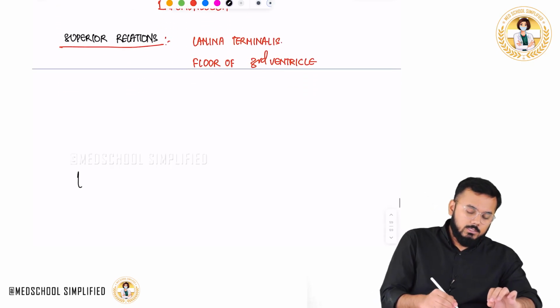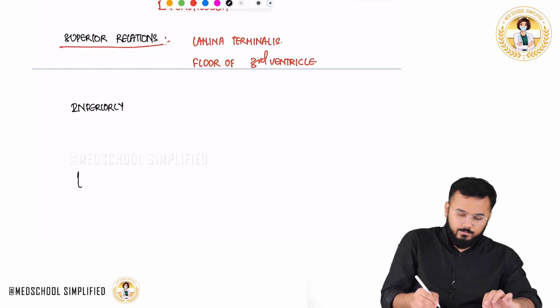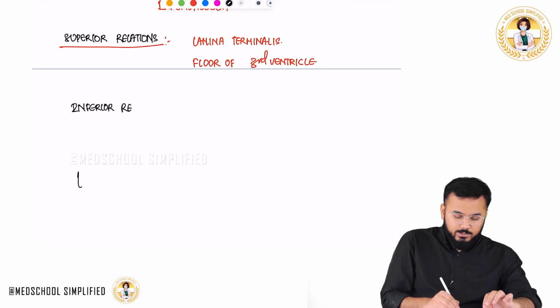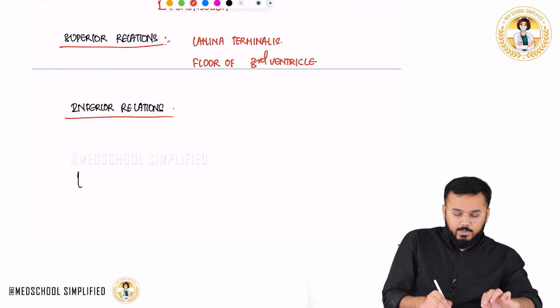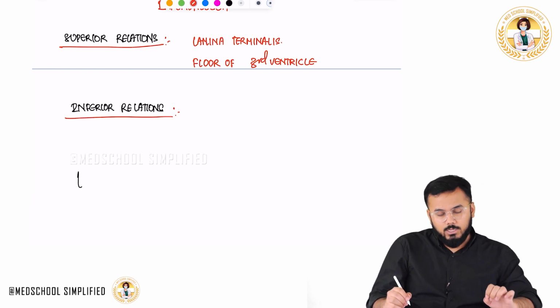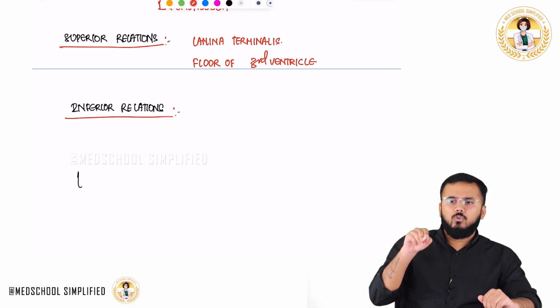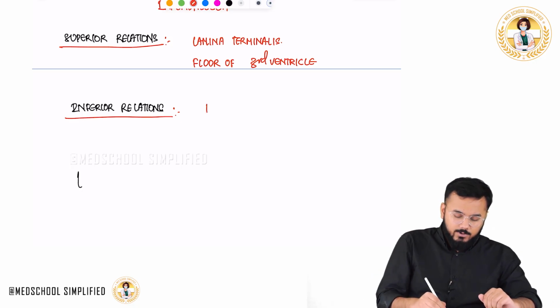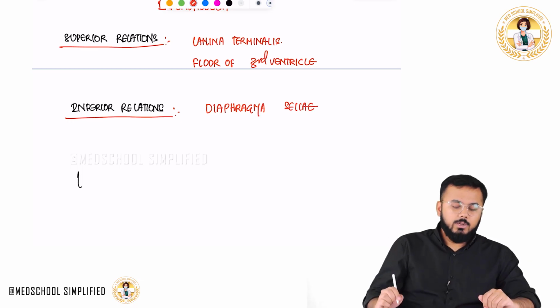Now what are the structures that are located inferiorly? Inferior relations. So what are the inferior relations we have? In the inferior relations we have only one important structure, and that is called the diaphragma sellae. What is diaphragma sellae? The dura mater folds itself to form a cavity-like thing, and that is called the diaphragma sellae.